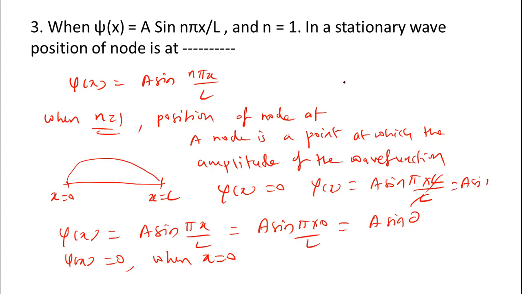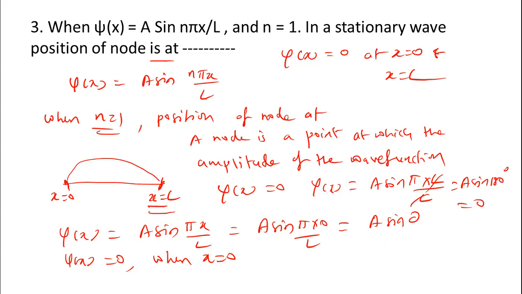So the position of the nodes is at these points. The amplitude will be 0 here. So psi x equals 0 at x equal to 0 and x equal to L. So we found the position of the nodes. The amplitude of the wave function becomes equal to 0 here.